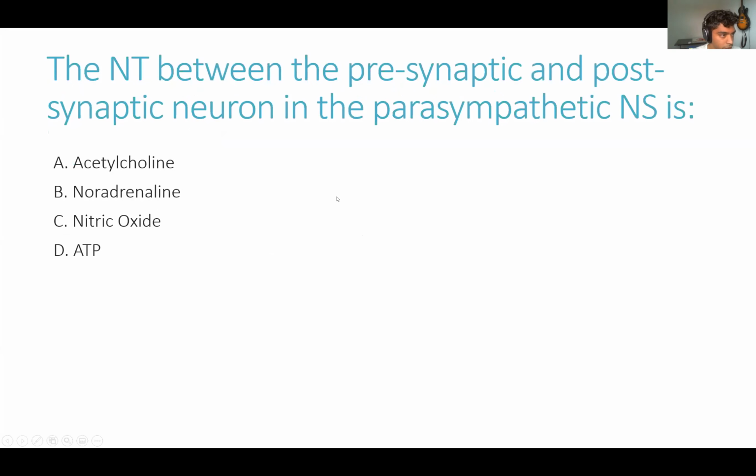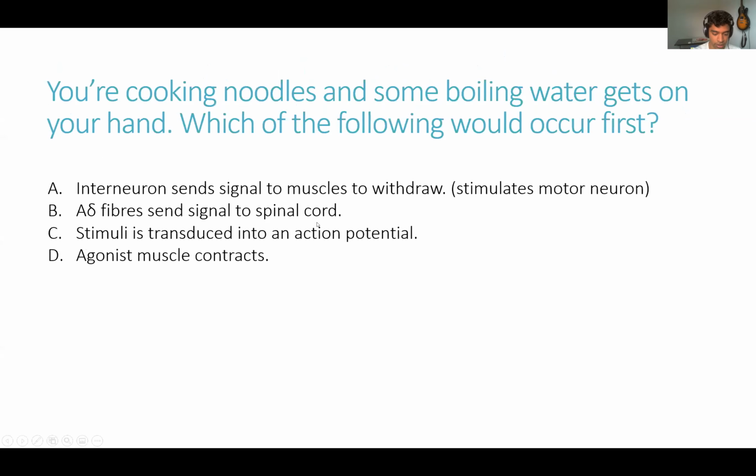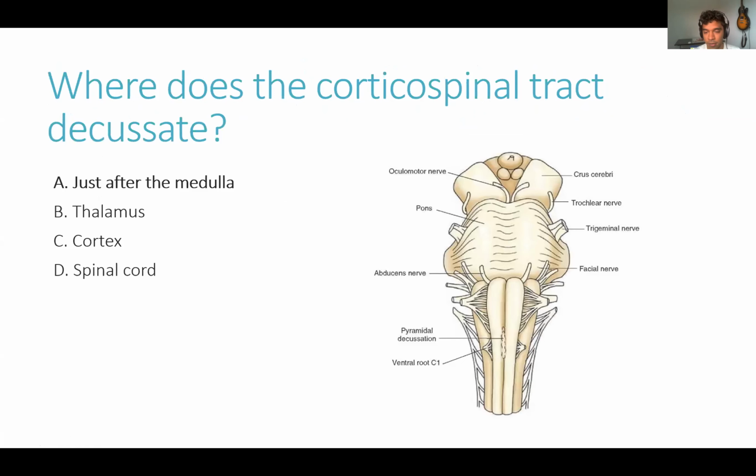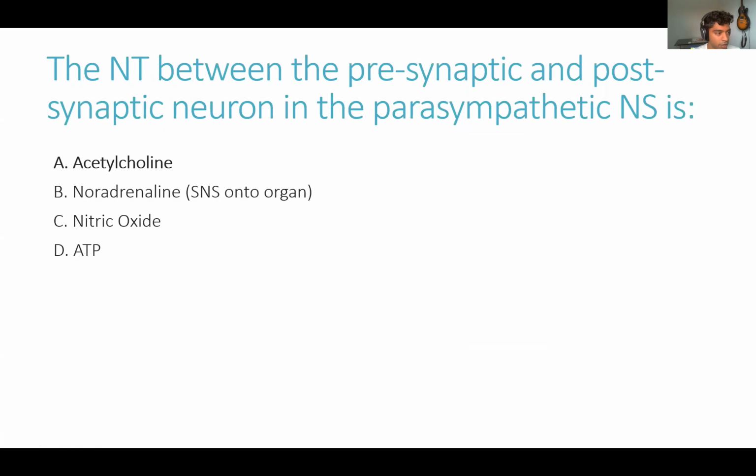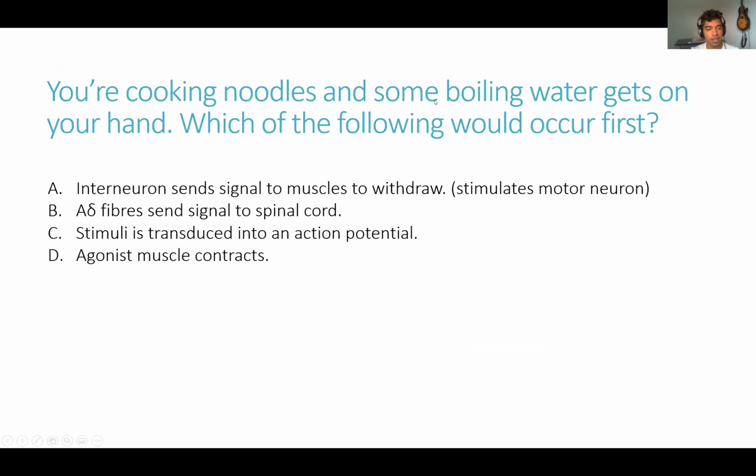Very good. The neurotransmitter between the presynaptic and postsynaptic neuron in the parasympathetic nervous system is what? Cool. Acetylcholine. So noradrenaline is used in the sympathetic nervous system onto the organ. And yes, James, technically 10% do decussate in the spinal cord, but most of them decussate just after the medulla. You're cooking noodles and some boiling water gets onto your hand. Which of the following would occur?